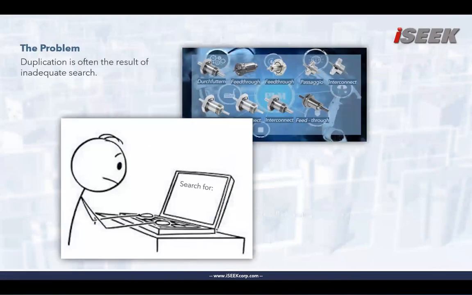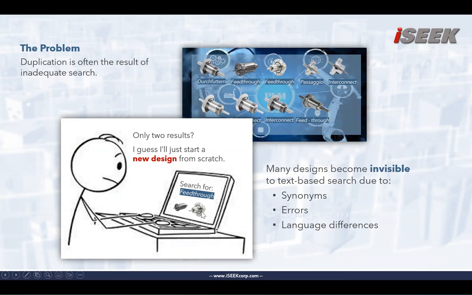Here's an example of an employee who's searching the PLM for a feed through using an attribute search. They've only gotten 2 search results. And even though they suspect, or may even know, that there are many more designs that could be interesting in the PLM, those designs have become invisible to their search because of the use of synonyms, errors, or language differences.